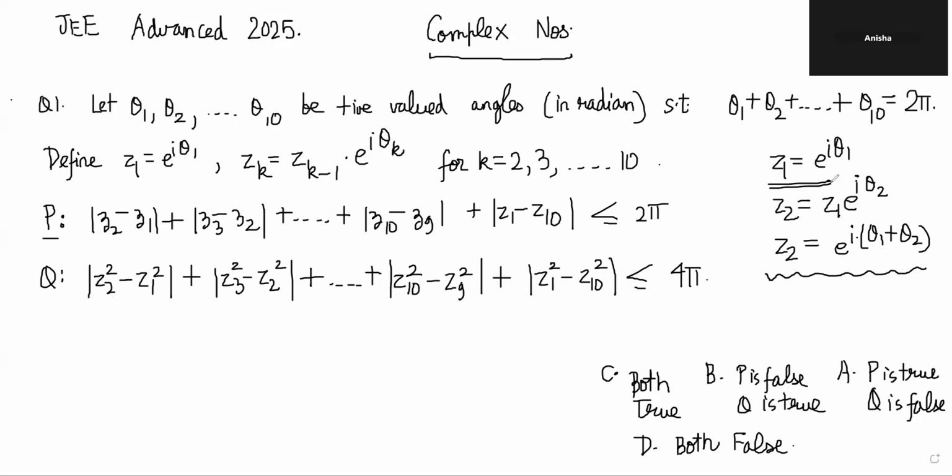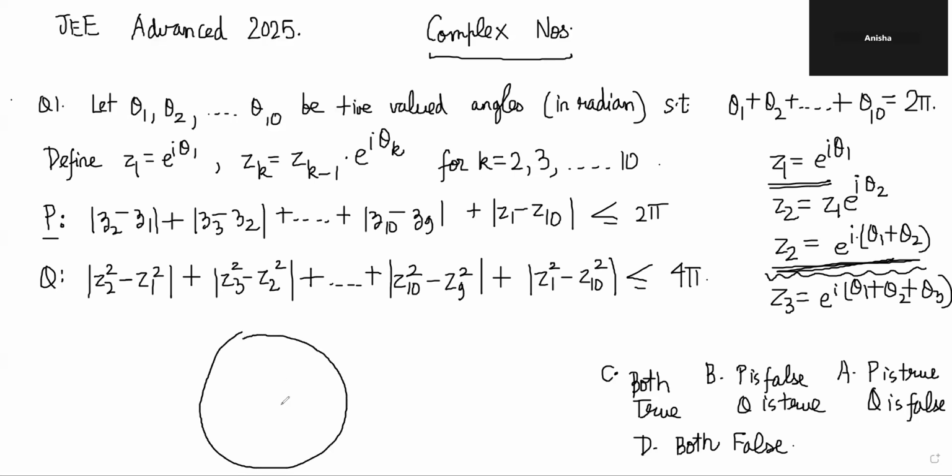Z1 is this, Z2 is this, right? Yes, sir. If you do Z3, it will come out as e power I theta 1 plus theta 2 plus theta 3. Similarly, till Z10, it will come like that, right? Yes, sir. So what is special about them? Sir, they all lie on a circle of radius 1.